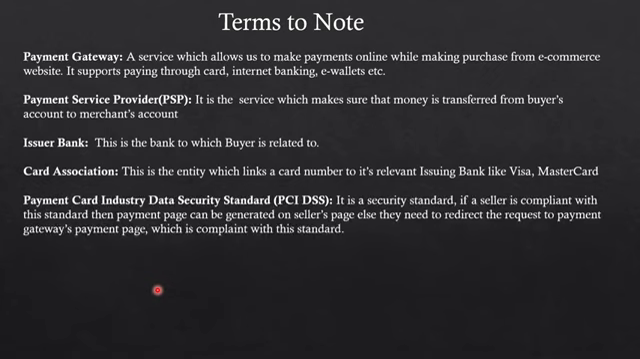Next is the PCI DSS, which is Payment Card Industry Data Security Standard. What this standard means is that it is basically a compliance. And why is this compliance used? This compliance is used if you want to store secure data which is related to your card. If you want to store the card number, the expiry date, and the name of the person for whom the card has been issued into your database, you need to be compliant with this standard. So all the payment gateways should be compliant with this PCI DSS standard.